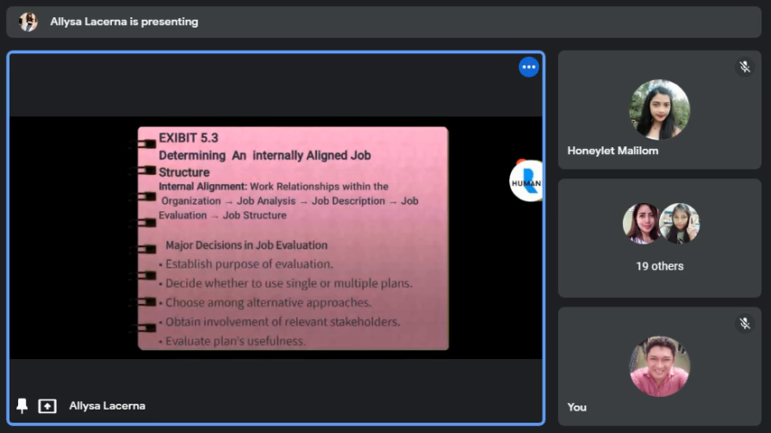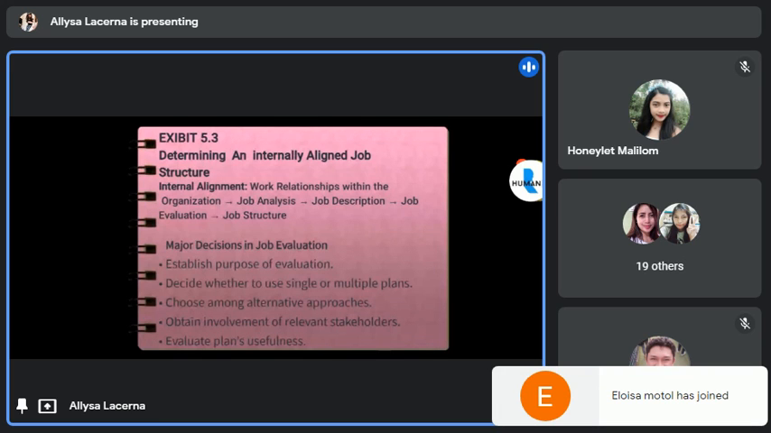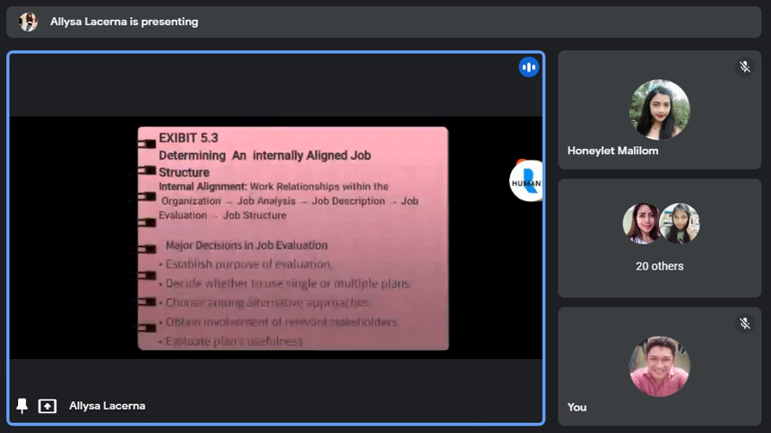decide whether to use a single or multiple plans, choose among alternative methods, obtain involvement of relevant stakeholders, and evaluate the usefulness of the result.